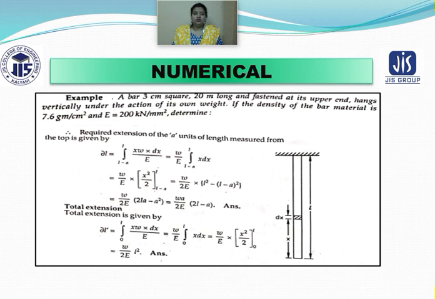Now how you are going to solve it has already been provided here. So this is your W into L square by 2 into E. This is the object, and this particular one is the strip which has been considered as dx at a distance of x from its free end, and the total length of the bar has been considered as small l.